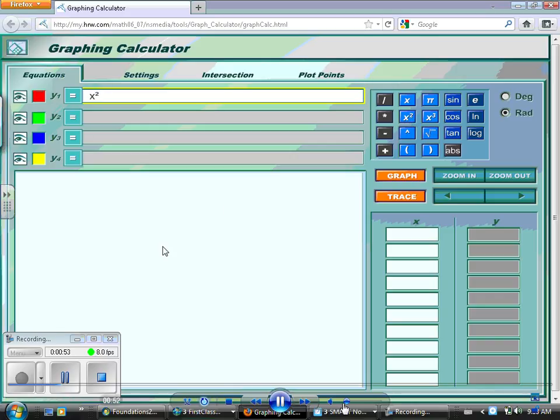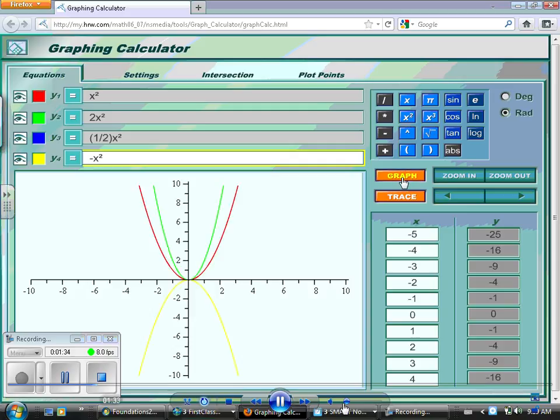A simple x squared. All right, I can't put all 6 in because I can only fit 4 here, so I'm just going to take a variety. x squared, 2x squared. Okay, I'll try 1/2 x squared. Okay, and then let's do a negative. Okay, so we're going to graph them all.